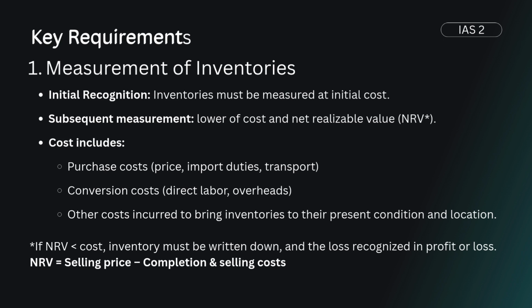The first one is measurement of inventories. A. Initial recognition. Inventories must be measured at initial cost. B. Subsequent measurement. Lower of cost and net realizable value, NRV. C. Cost includes purchase costs, that is price, import duties, transport etc. Conversion costs, that is direct labor, overheads. Other costs incurred to bring inventories to their present condition and location. If NRV is lower than cost, inventory must be written down and the loss recognized in profit or loss.